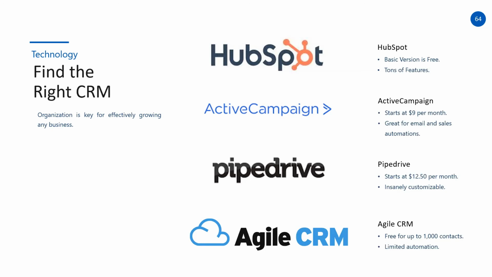Another really nice CRM is Agile CRM. It's basically a free product. It's got some limited automation, but you can basically use it extensively for free, all the way up to 1,000 contacts.